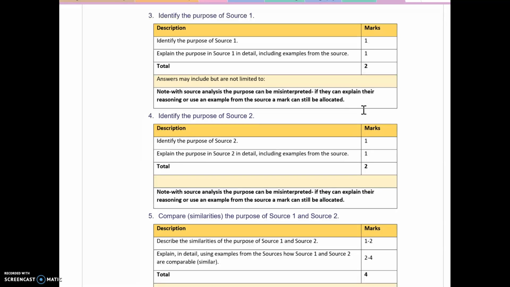So the purpose of source 1 is to justify why Henry Ford wanted to produce a cheap car, and the example from the source might be a bit of the text saying that he wanted to make it affordable, not just for the wealthy, but for everybody, so that they could enjoy the technology and the advantages of being able to travel great distances. So that's what you would do for that one. And you do the same for source 2. Just identify the likely purpose of this source and explain it using examples.